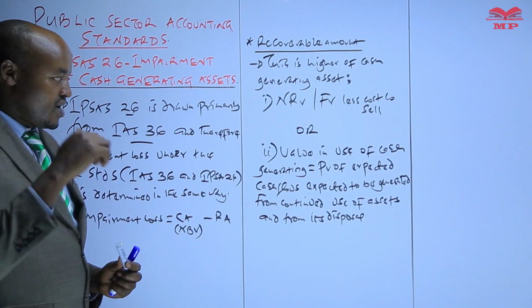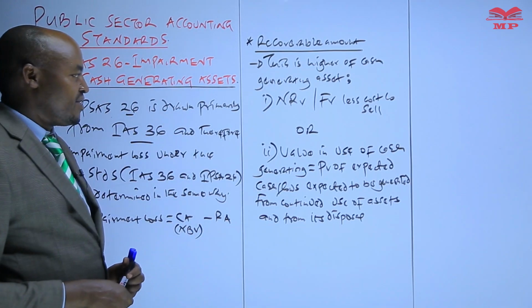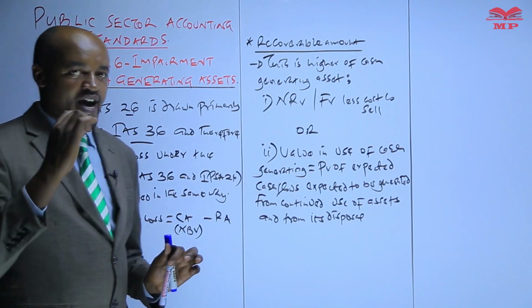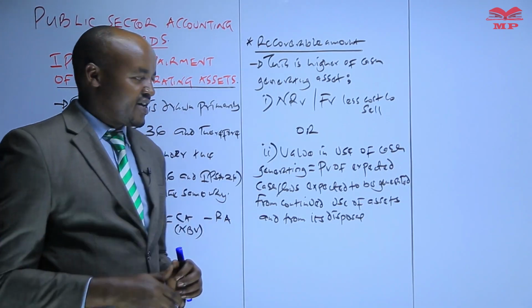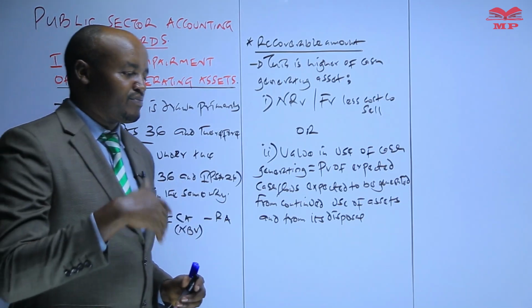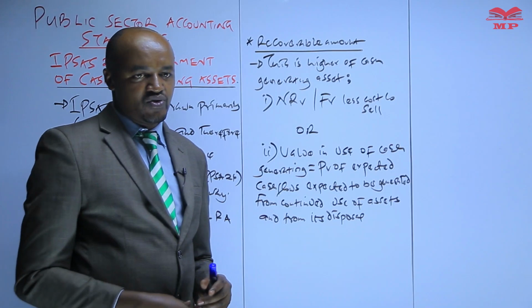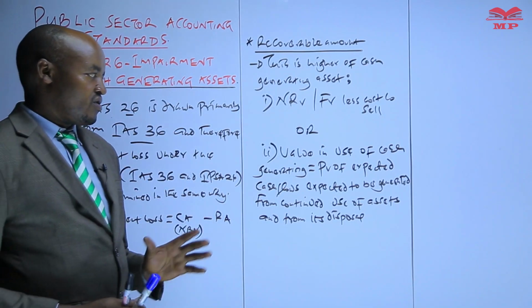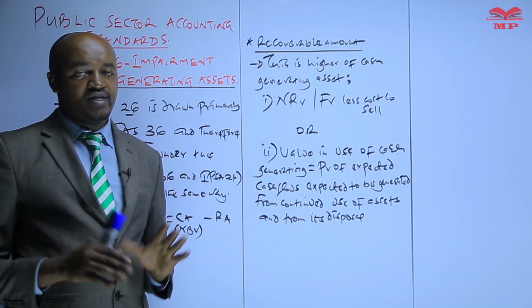Recall what we said in our previous session. To determine the value in use of a non-cash generating asset, we define that as the present value of the remaining service potential of a non-cash generating asset. So therefore, you can see the definition of this particular term here. The value in use under IPSAS 21 and IPSAS 26 is different.